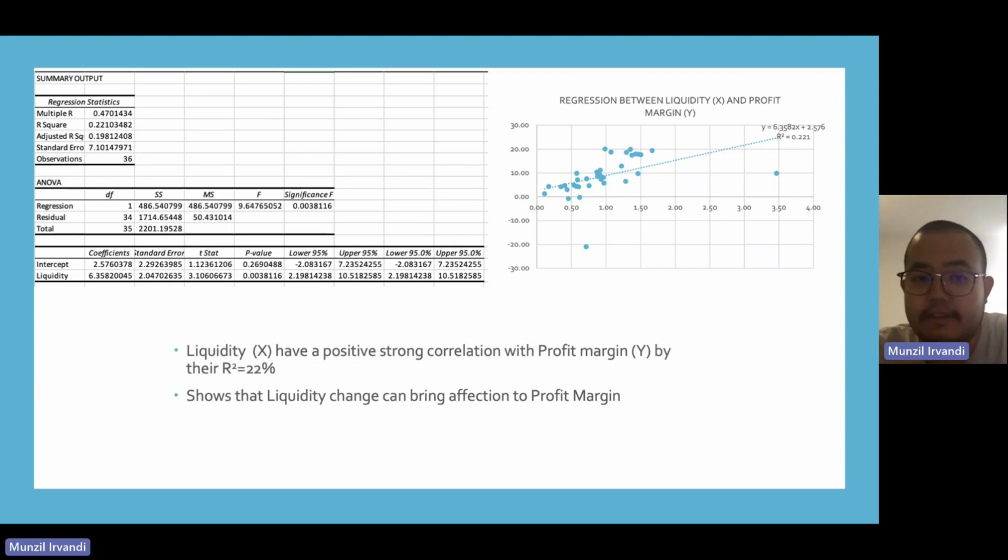From the table, you can see that liquidity and profit margin have a strong relation because in the regression table the line is vertical above, which means positive. And the R squared is 0.221, which you can say is 22%. It means any liquidity change can bring a huge effect to profit margin.